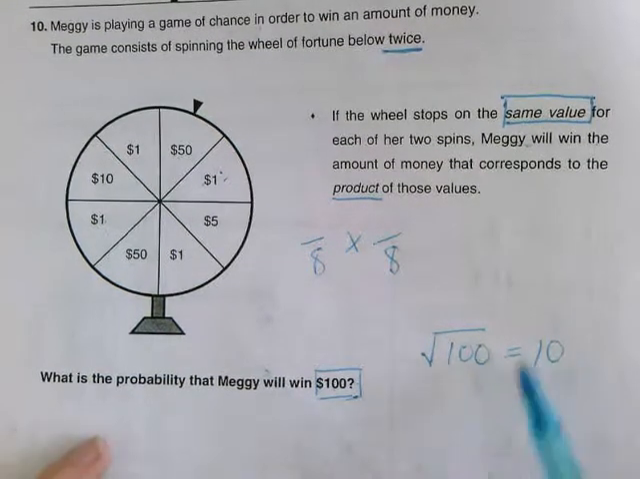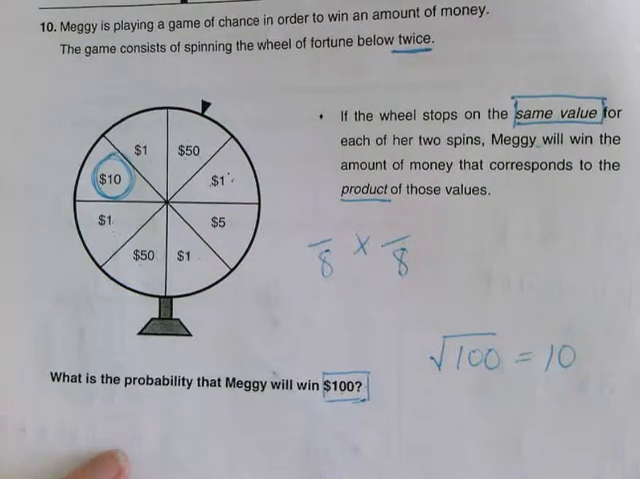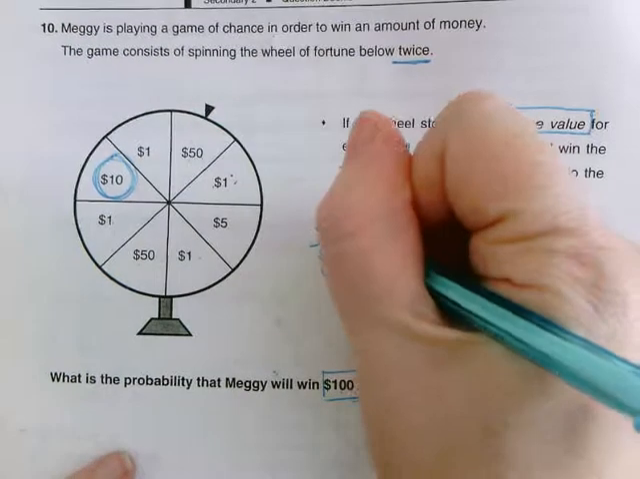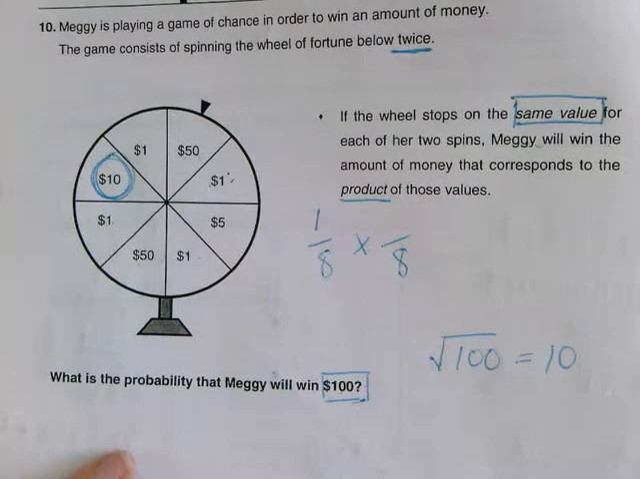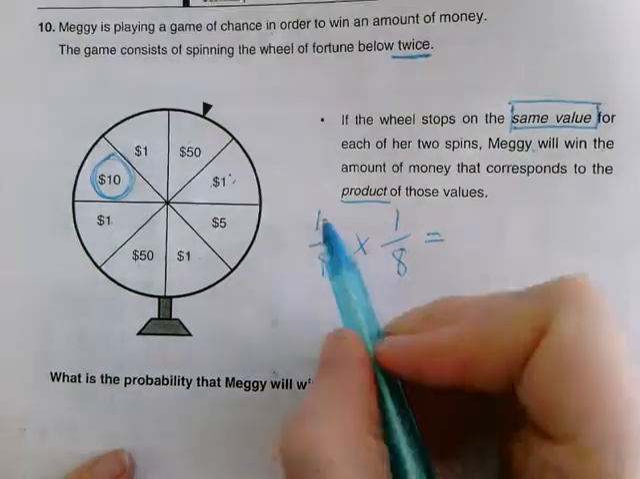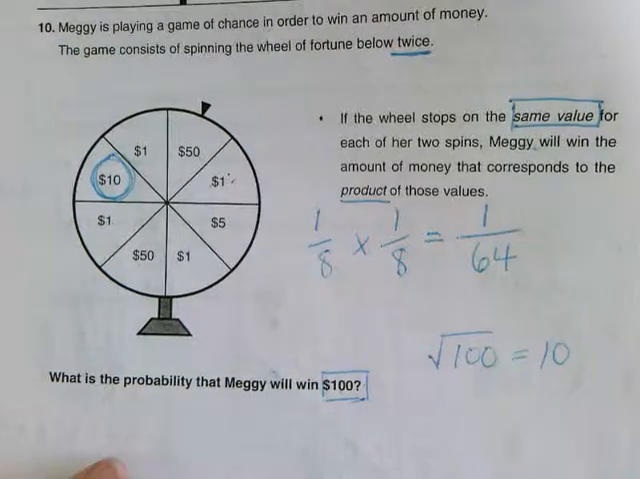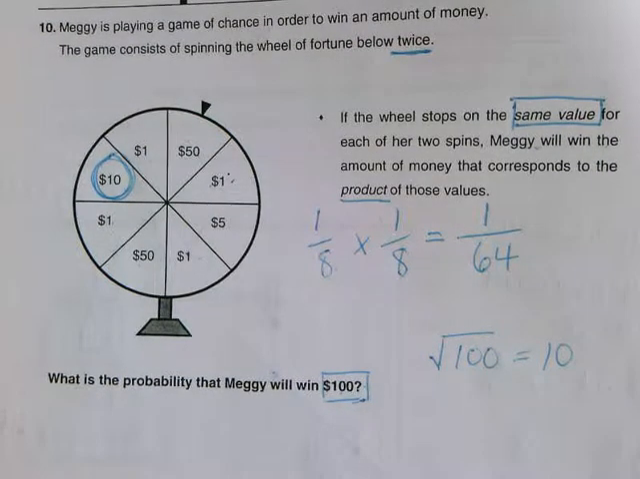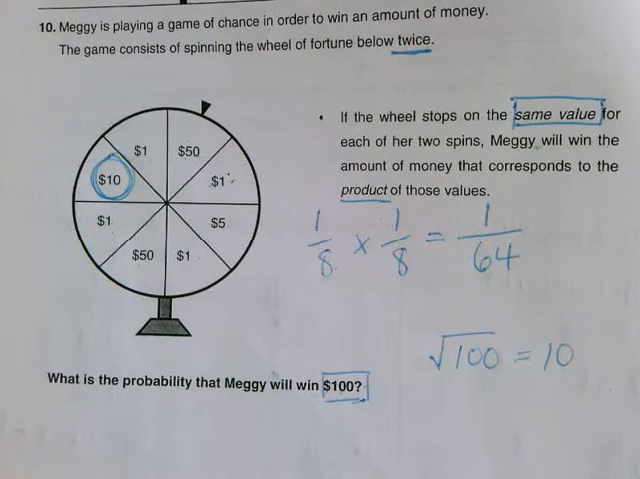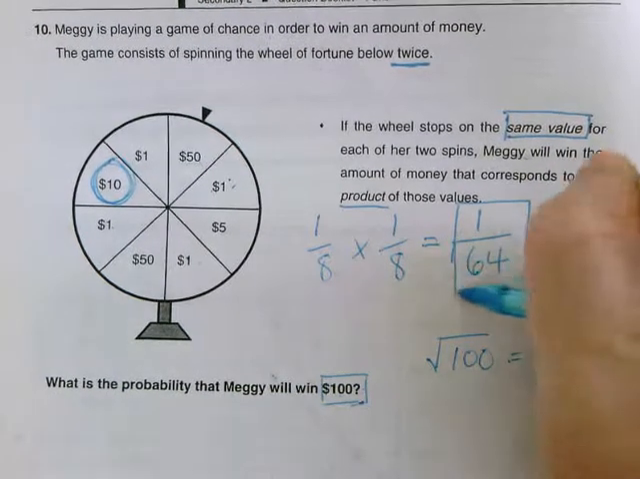And if you look in the spinner here, there's only one time out of 8 where she would get 10. So she would have a 1 out of 8 chance the first time to get it, and a 1 in 8 chance the second time to land on the 10. And then you multiply those fractions. So you do 1 times 1 is 1, 8 times 8 is 64. So there's a 1 in 64 chance of her landing on that 10 two times in a row, which would mean that she would get $100. So the probability is 1 in 64, and that's the answer.